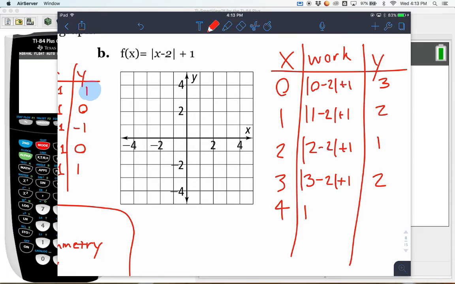And then what else we got here? We got 4 -2 plus 1. So that'd be 2, and then 2 plus 1, and it's going to be 3. So let's go plot those. 0, comma 3, 1, comma 2, 2, comma 1, 3, comma 2, so it's starting to go back up, and then 4, comma 3.